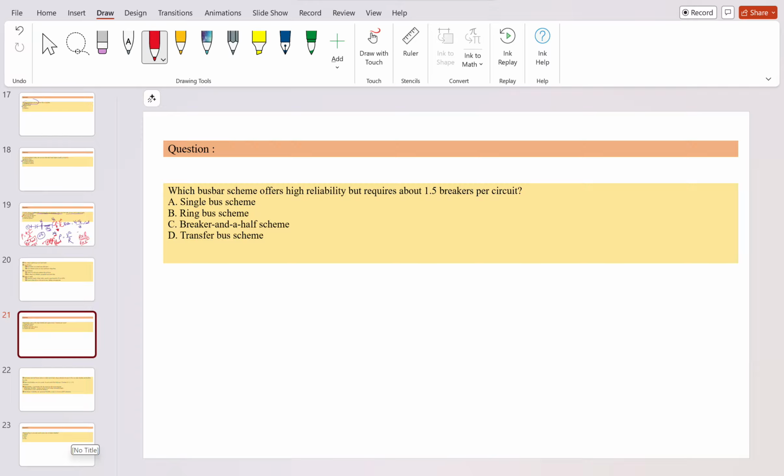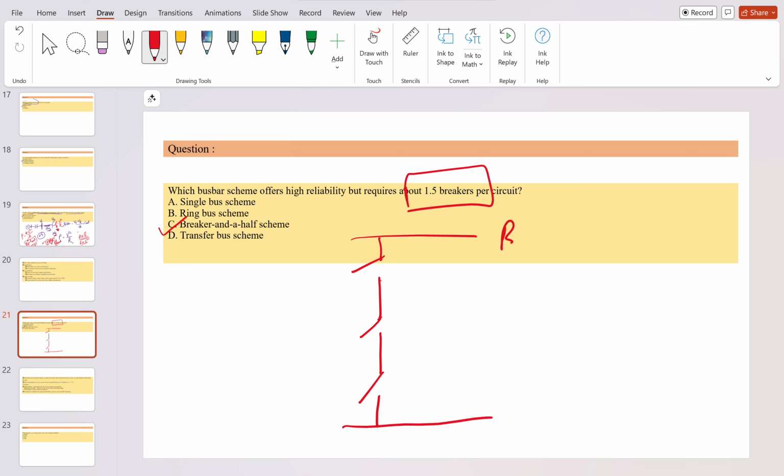That's true. From the statement you can see it is 1.5 breakers, that is, a breaker and a half. So there were two breakers, and in between there is one more. This was bus one, bus two, and in between the load can be supplied. So the reliability will be such that when you want to operate, you can operate one at a time and a half.